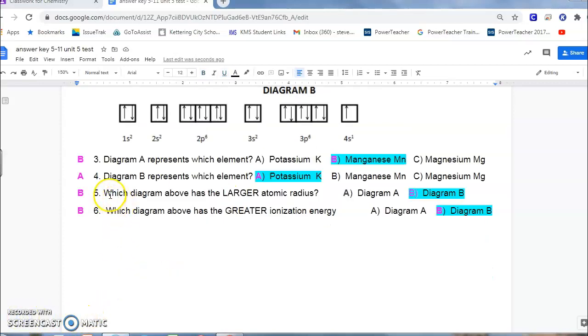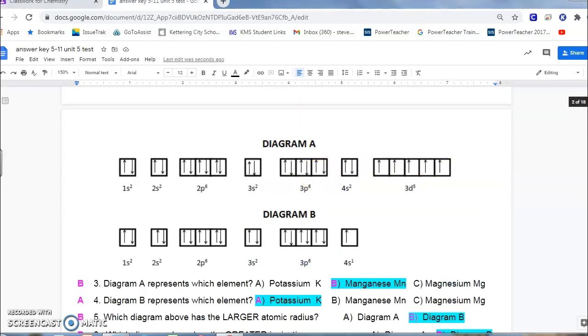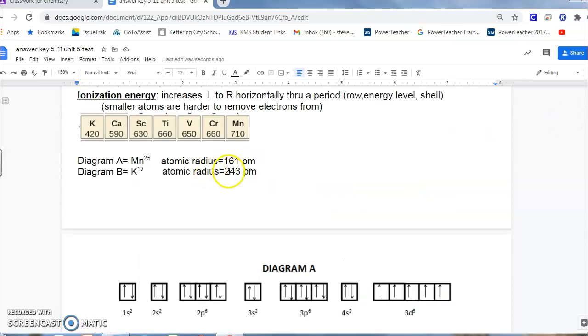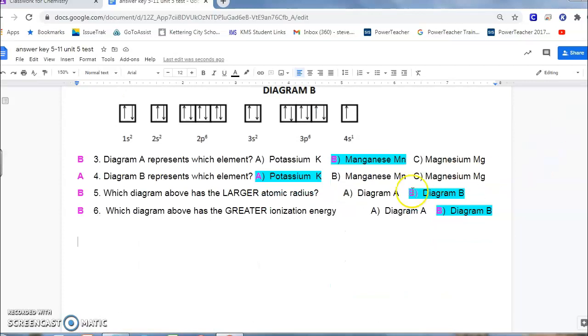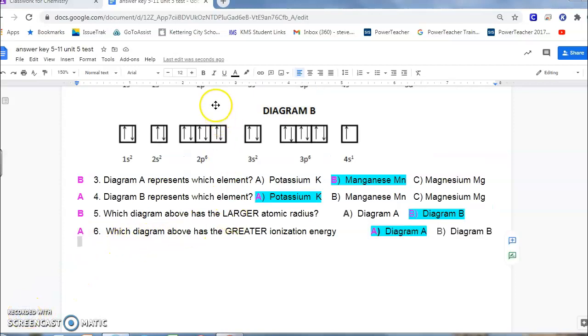So we can clearly see now that diagram B would have the larger radius because it only has 19 protons pulling on the electrons. Diagram A had 25 protons pulling on the electrons. Diagram B's radius is 243. Manganese's radius is 161. It would definitely, diagram B would have the larger radius. Which one would have the greater ionization energy? The smaller one would. So for number 6, why would diagram A, manganese, have a higher ionization energy?